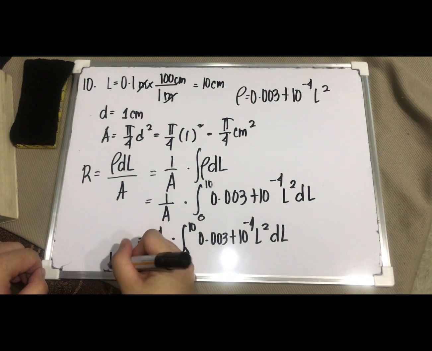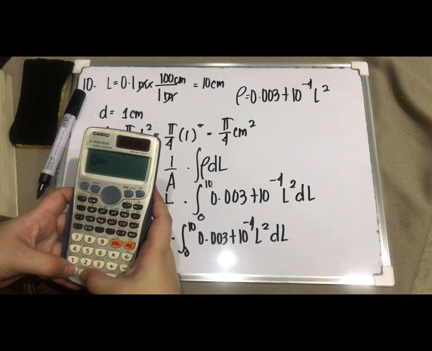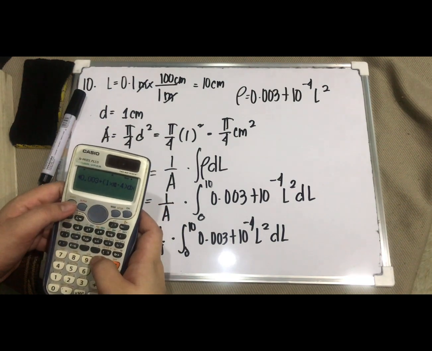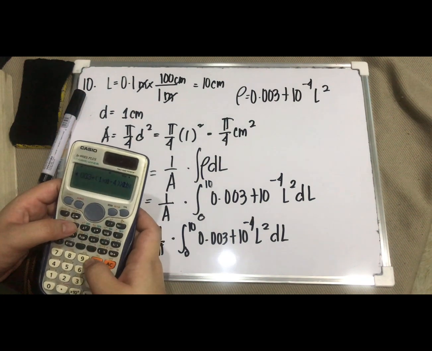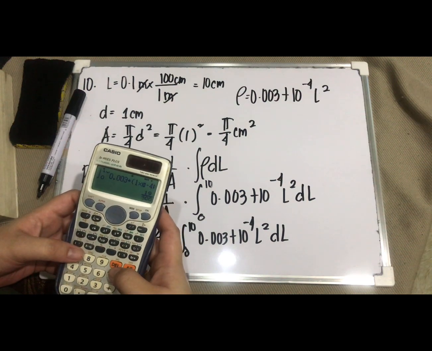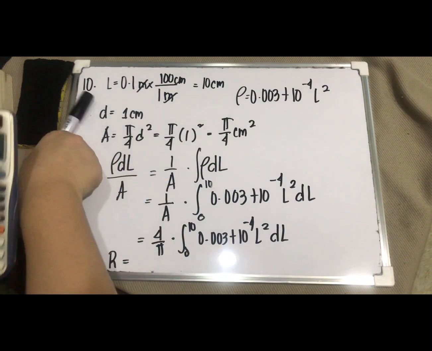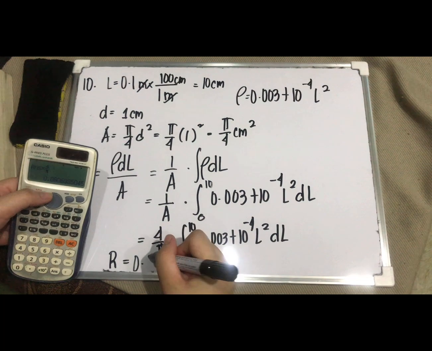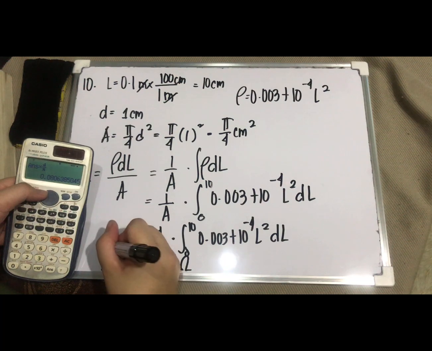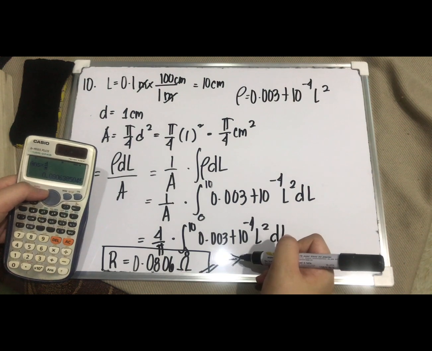So, diretso na siya sa calcu. 0.003 plus 1 times 10 raised to negative 4 alpha, 0 to 10. Multiply natin dun sa 4 over pi. Magiging resistance natin ay 0.0806 ohms. So, from the choices, ito ay letter C.